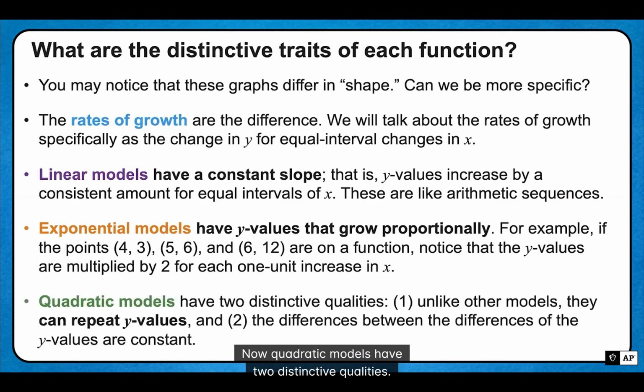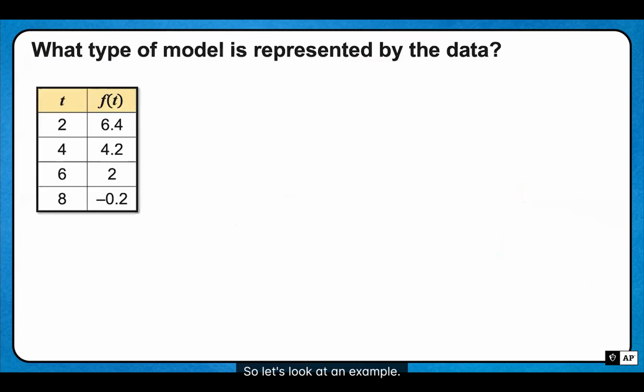Now, quadratic models have two distinctive qualities. First of all, unlike the other models, they can repeat y values. Remember on the shape of the quadratic graph, it turned around, right? It had more of a U shape. So that indicates that the y values can be repeated. And secondly, the differences between the differences of the y values are constant. So let's look at an example. What type of model is represented by the data shown on the screen?